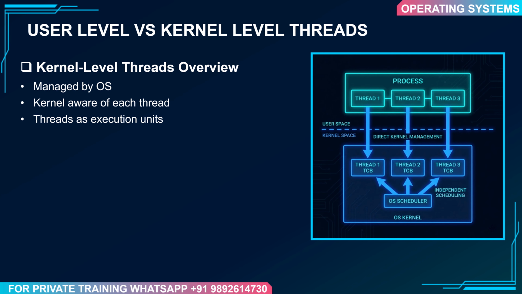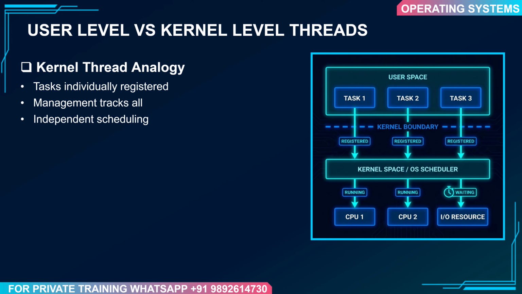The kernel is fully aware of each thread. Each thread has its own entry in kernel data structures, and the OS scheduler treats threads as independent units of execution. Think of this as registering each task separately in the company system. Now, the management knows exactly how many tasks exist and can assign resources to each one individually. If one task is waiting, others can still move forward.